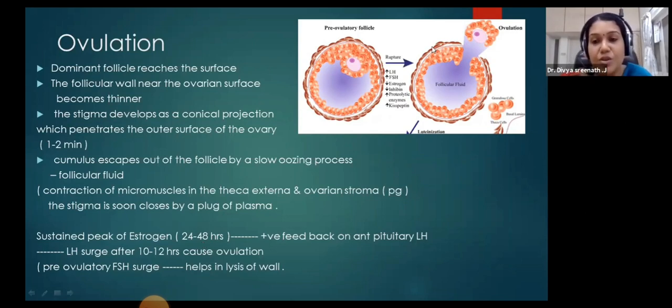And this movement is also facilitated by the theca muscle. So there will be micro muscles in the theca interna and externa. It also causes this movement, so that the oocyte will be expelled out.